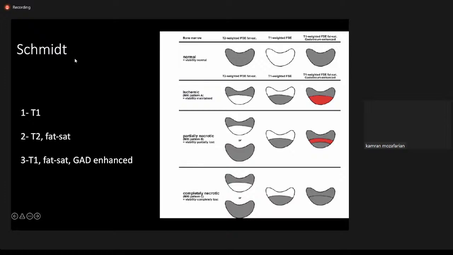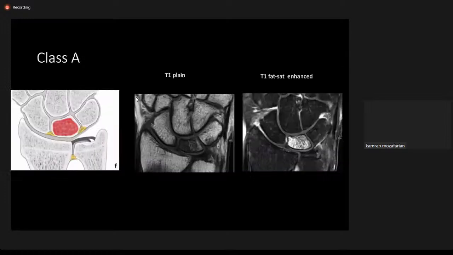In our practice, we usually have T1 and T2 fat-set sequences, but for this classification it is very important to have a T1 fat-set gadolinium-enhanced sequence, because this sequence can differentiate different classes of vascularity. We have 3 classes of vascularity according to this classification. Class A is when we have just ischemia, and so we have hypersignal in T1 and hypersignal in T1 fat-set enhanced because we have bone edema.